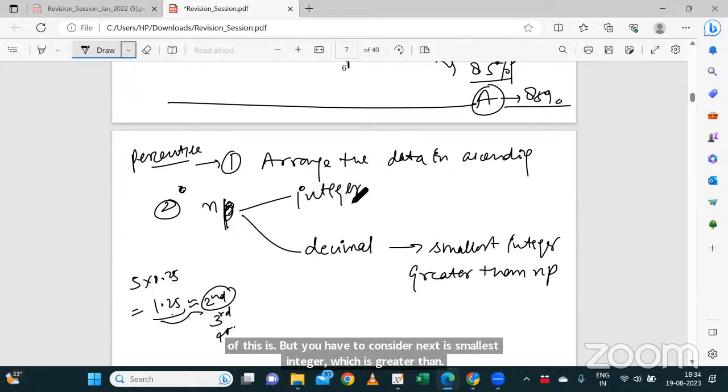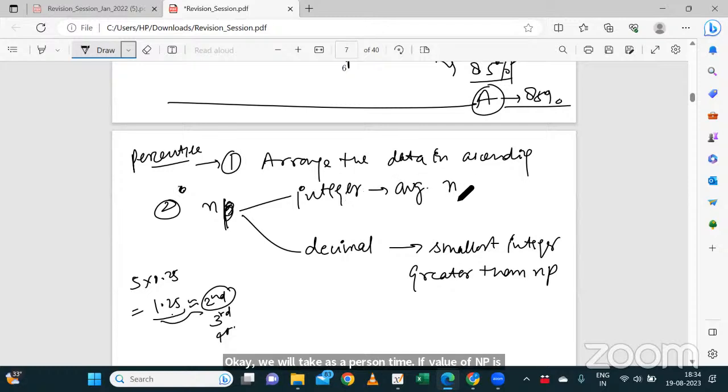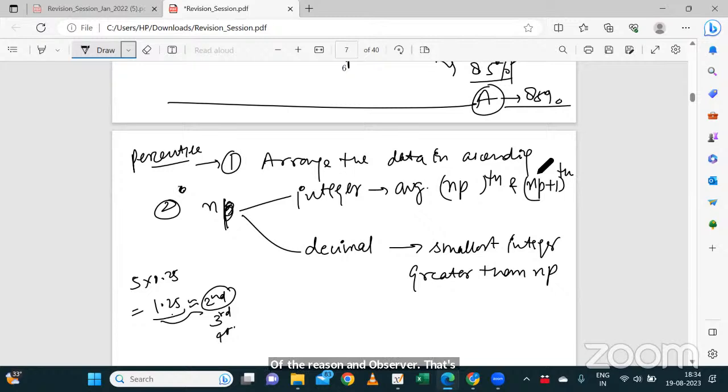If the value of np comes out to be an integer, then we will take the average of the npth observation and the (np plus 1)th observation. Right? That's the procedure to calculate the percentile.